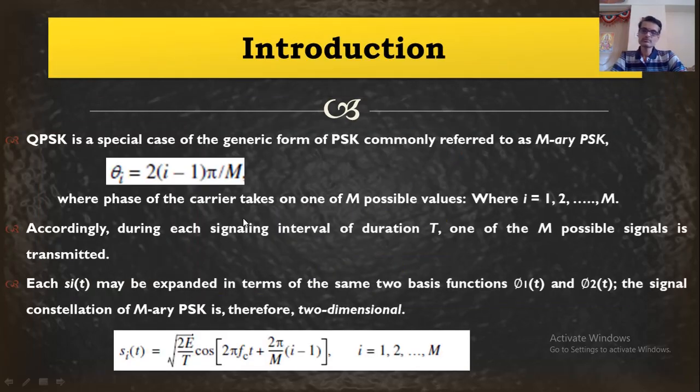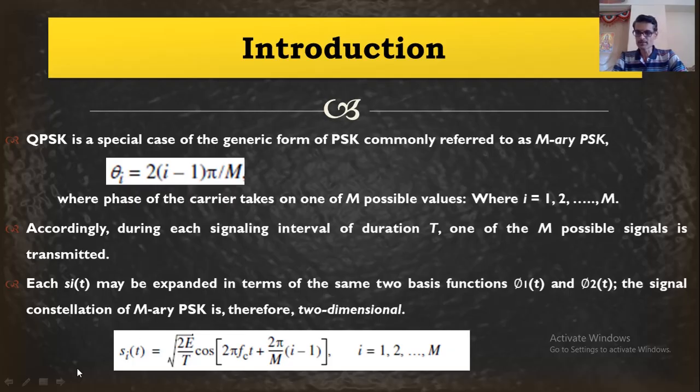Now, as I told, we have something called QPSK here. We have a QPSK method, which is a special case of PSK, referred to as M-array PSK, where M is equal to 4 in this case, and we are going to assign this particular phase. In general, for an M-array PSK, this is the phase we are allocating to a group of bits.